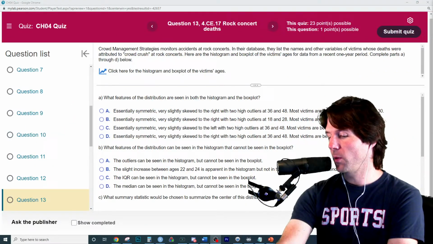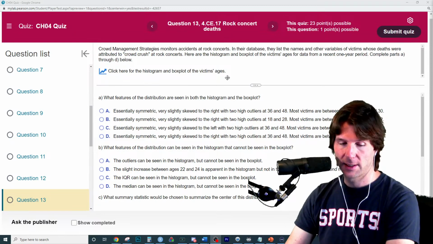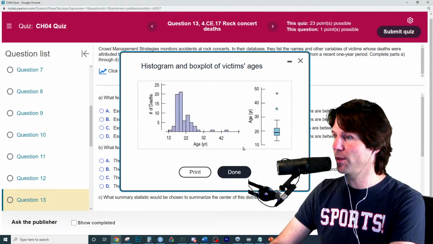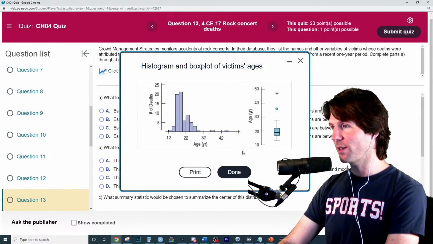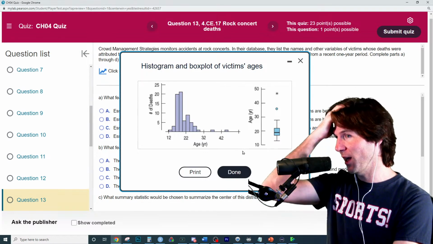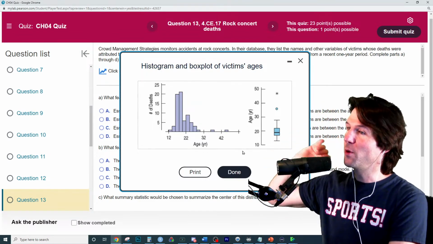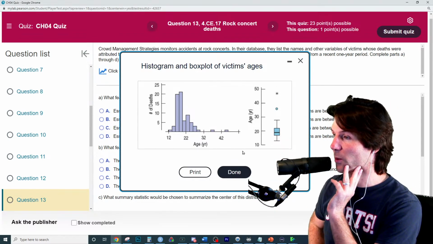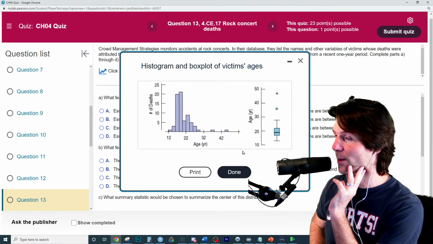So let's check this out. We've got some data to look at. We've got a histogram and a box plot of the victims' ages. Crowd crush right here. Really horrible. Please be careful at concerts or at sporting events, especially when things get pretty hectic and crazy. You can see the range of people who unfortunately lost their lives right here. Sometimes what we deal with in analytics is not the happiest of topics.